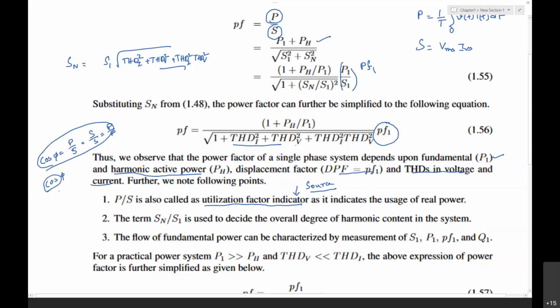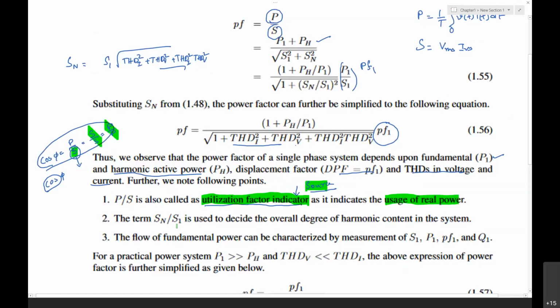Effective in the sense that we have been burdening the source with whatever active power it is capable of delivering. If some amount of reactive power is there in S, in that case the cos phi becomes very low when compared to S by S or P by P also. Then P by S is a measure of the utilization factor indicator of the source, as it indicates the usage of the real power.